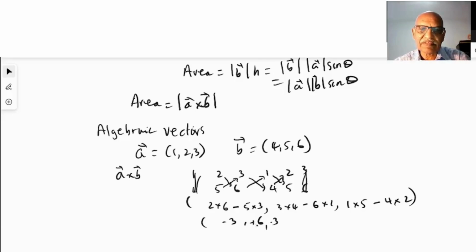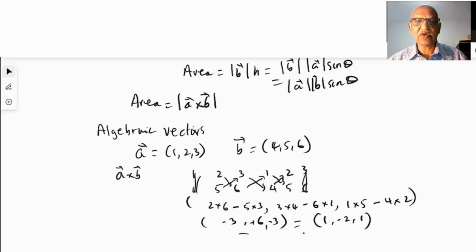Well, this is positive 6, and minus 3. So this is a vector. A vector can always be simplified because a vector has direction. So I can make the vector shorter or longer by dividing all the coordinates by the same number. If I divide them all by negative 3, I will get 1, negative 2, 1. It will be the same.